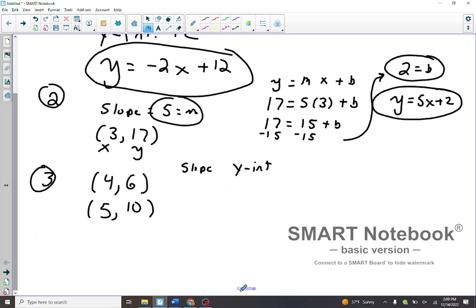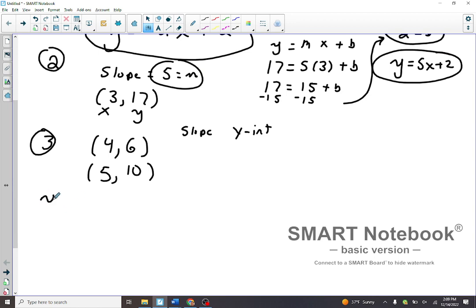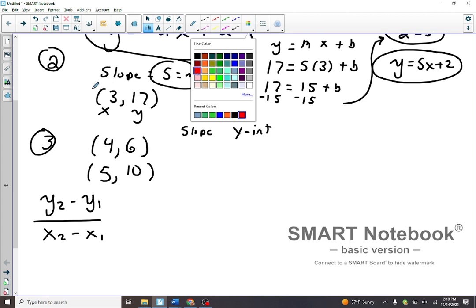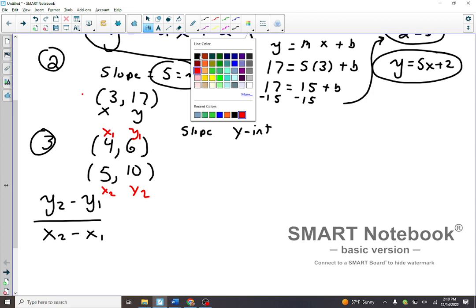In order to find the slope, we're going to use the slope equation. And the slope equation is y2 minus y1 over x2 minus x1. I will not tell you that. You need to know that. So let's identify. This is going to be my x1, y1. This is going to be my x2, y2. So now I'm just going to plug them in as so.